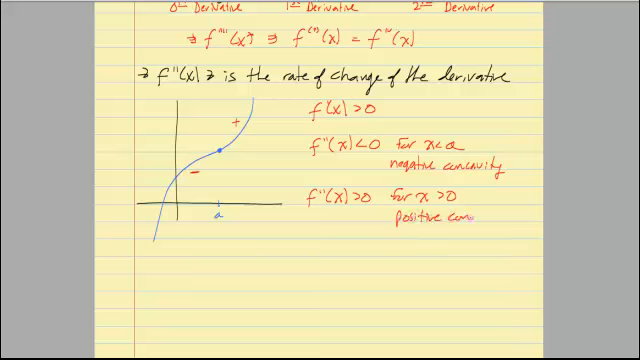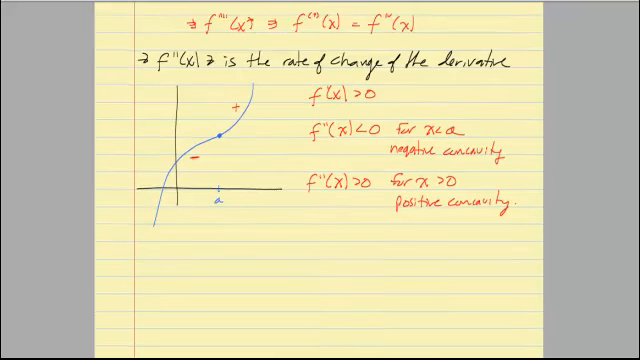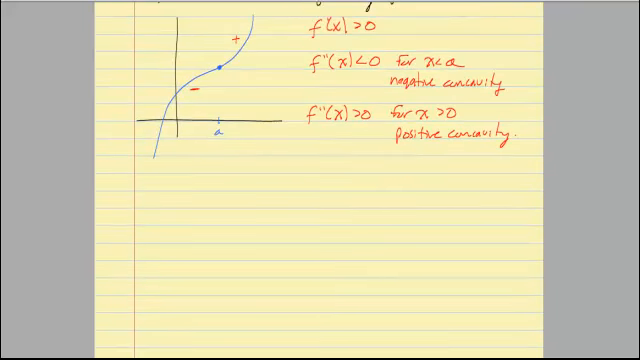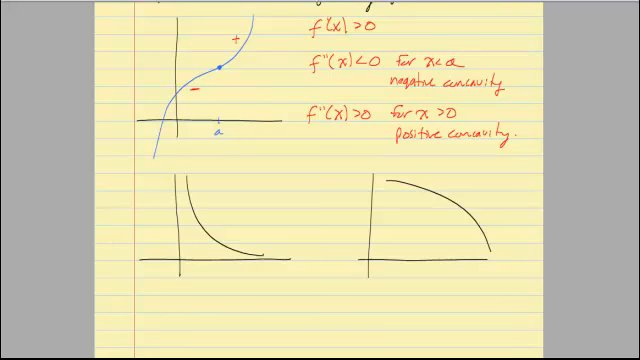And so this idea of concavity is going to be huge when we start talking about curve sketching. So that kind of gives you an idea of what the second derivative will do. Let's go ahead and look at a couple other graphs. On this first graph, let's go ahead and look at some slopes of tangent lines. The slopes of the tangent lines that we can look at here, we can see that we'll always have some sort of a negative sloping line.